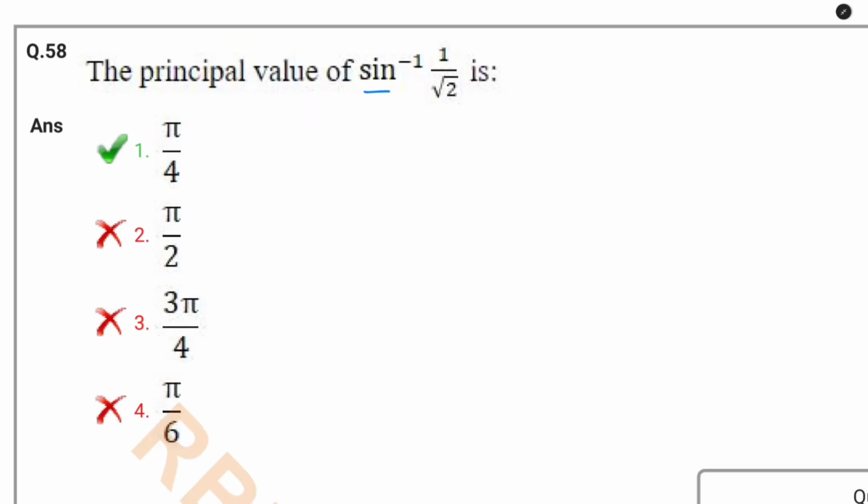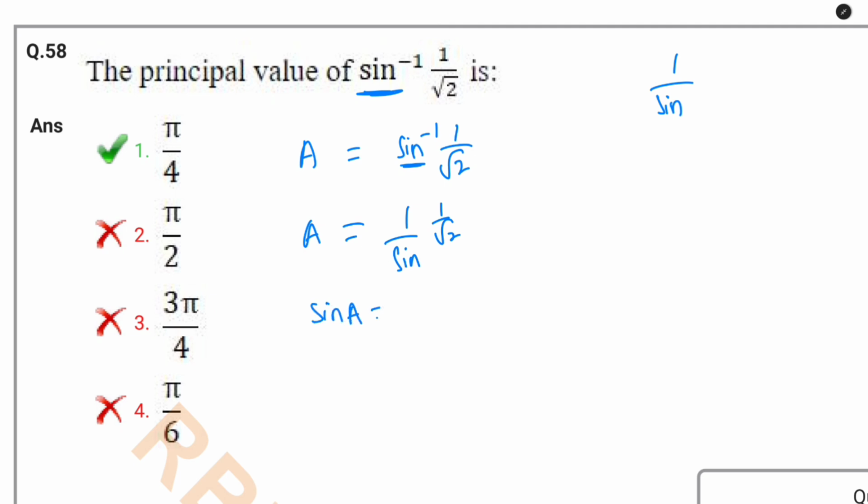The principal value of sine inverse of 1 divided by root 2. Suppose I am assuming the value as a. This will be equal to sine inverse of 1 divided by root 2. So sine of this can be written as 1 divided by root 2. So here a, it will be sine a equal to 1 divided by root 2.